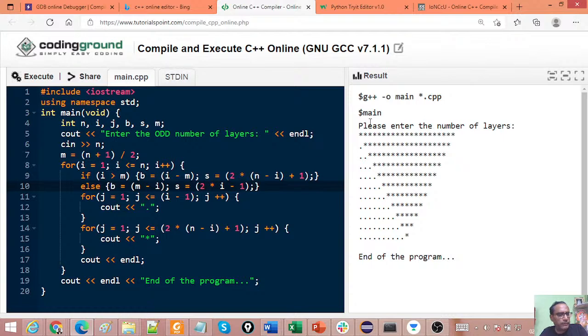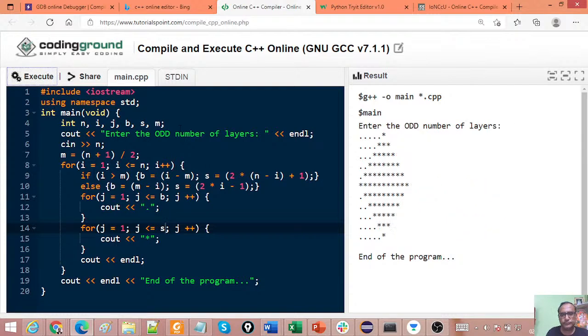So I got all the values, blank and star both, written here. Now I shall go for B number of blanks to be printed and S number of stars to be printed. So that's a very simple logic. Go for execute. It is getting the pattern.